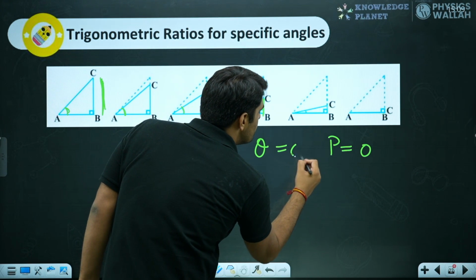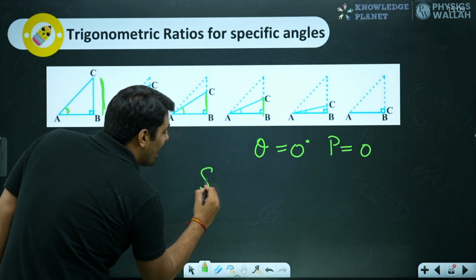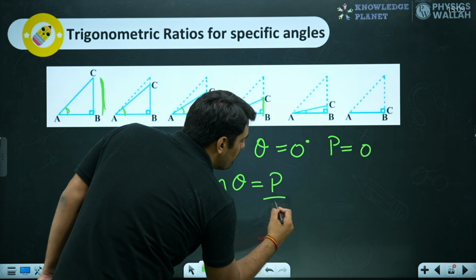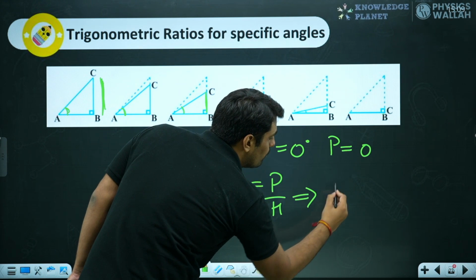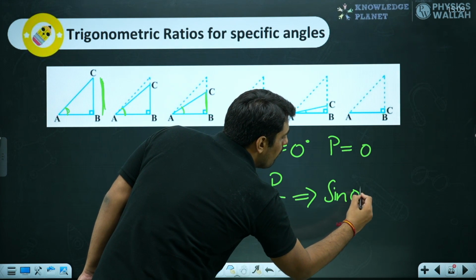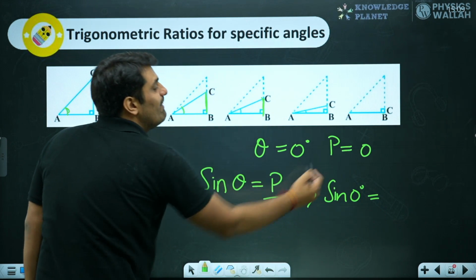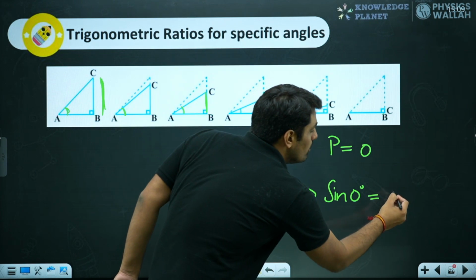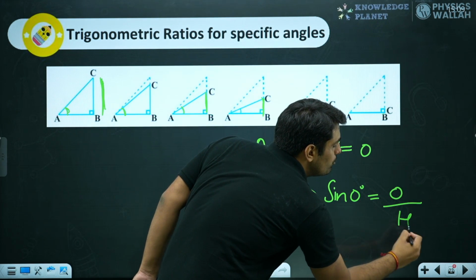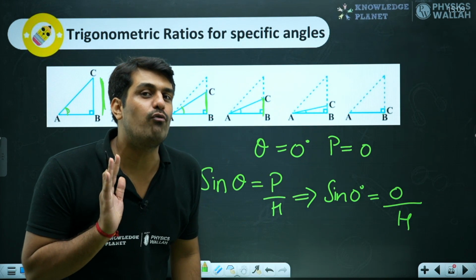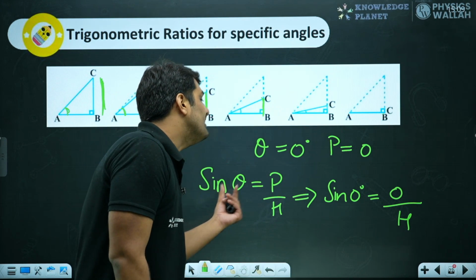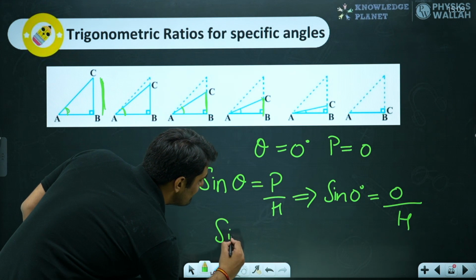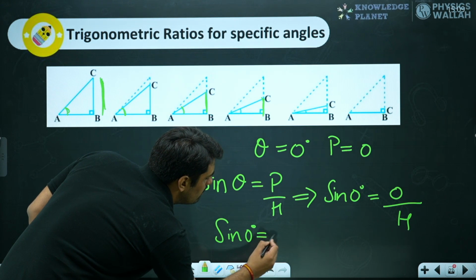Theta also becomes 0. Observe, what is sin theta? Sin theta is perpendicular by hypotenuse. So sin 0 will be what? The perpendicular value has been reduced to 0 in this case. So irrespective of whatever the hypotenuse is, sin 0 will always give us the answer 0.